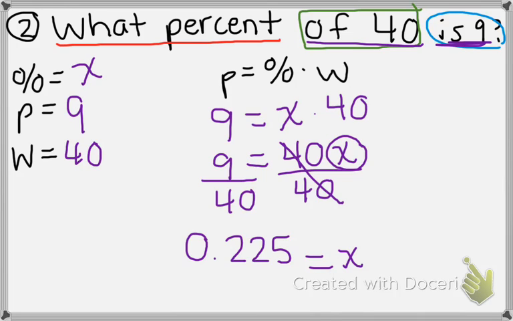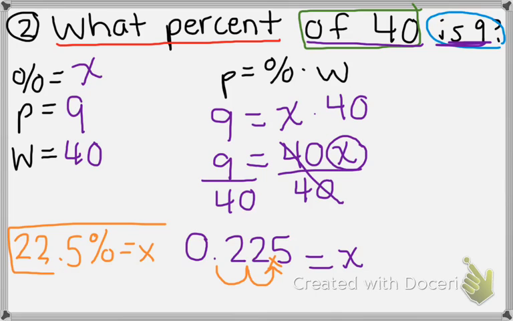Right now we have to change this decimal into a percent. The way to do that is you take the decimal point and move it 2 spaces to the right. Remember before, when we turned a percent into a decimal, we moved the decimal point 2 spaces to the left? Now we're doing the opposite. We're turning a decimal to a percent, so we move the decimal point 2 spaces to the right. We get 22.5. Again, we're looking for percent. So 22.5% equals X. So what percent of 40 is 9? 22.5% of 40 is 9.